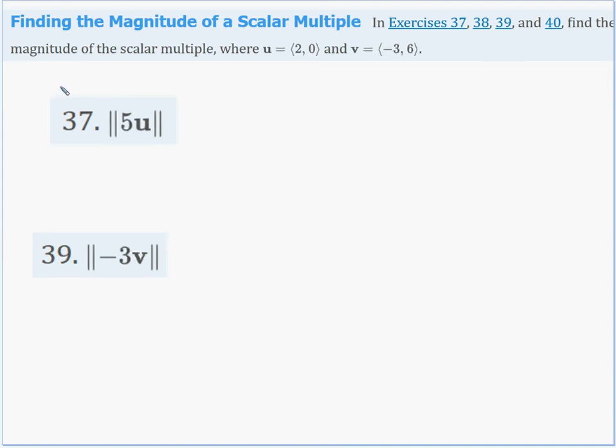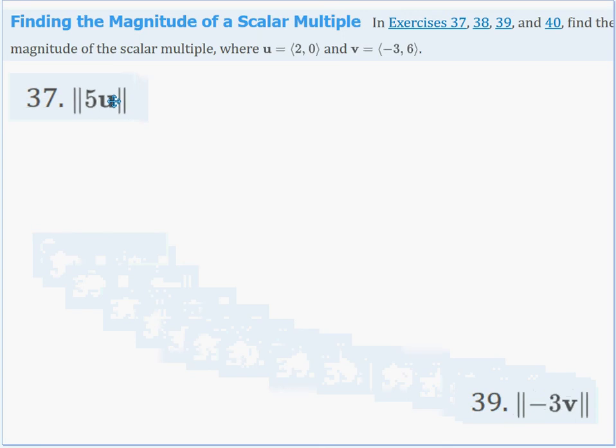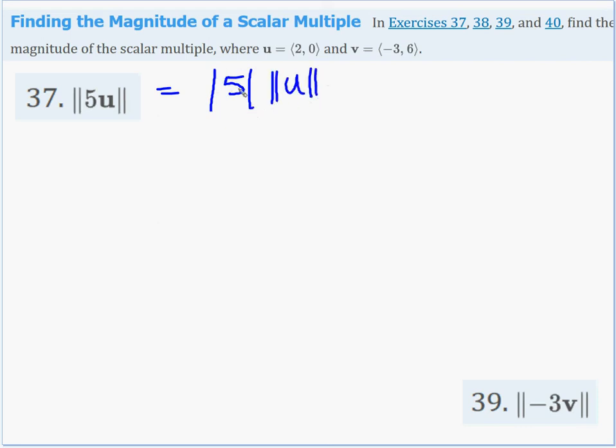Let's see here, 37. The magnitude of 5u. Now remember, there's that little shortcut on here, or at least it makes the simplification easier. The magnitude of 5u is the same thing as the absolute value of 5 times the magnitude of u. And since that 5 is already positive, we can drop the bars. So we can just figure out 5 times the magnitude of u.